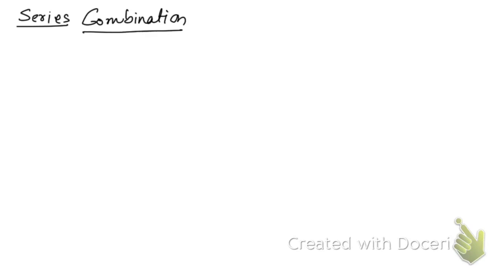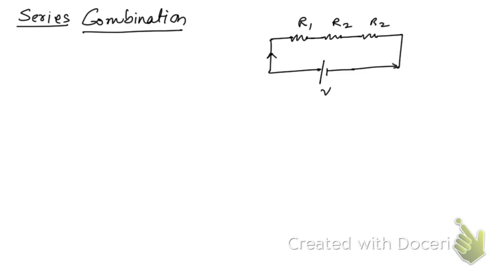Suppose we have, let me consider, 3 resistors. You can consider more than 3 also. So let me consider 3 resistors of resistance R1, R2 and R3. V is the potential difference across it, and I is the current. When we connect the resistors in such a way that the same current flows through each resistor, then that combination is said to be a series combination, right?